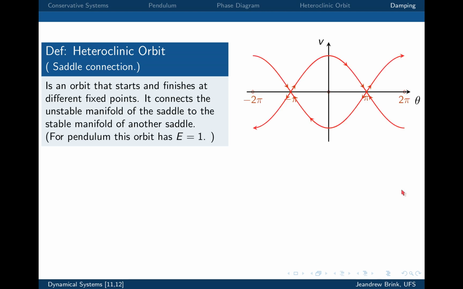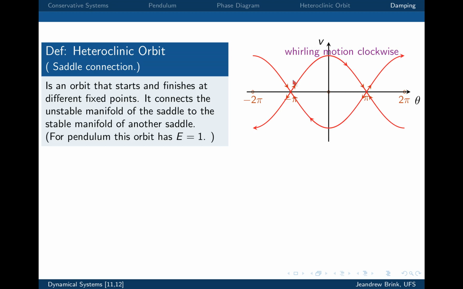Okay, so there it is. It's connecting the unstable part of the saddle to the stable part of the saddle at pi, and here it's connecting the unstable part of the saddle at pi to the stable part of the saddle at minus pi.